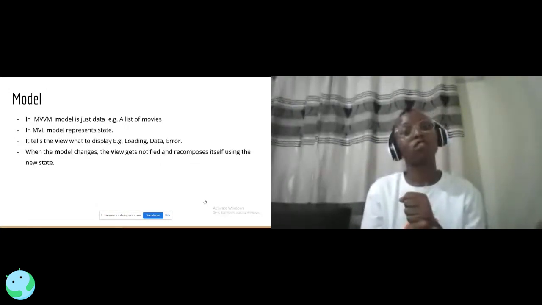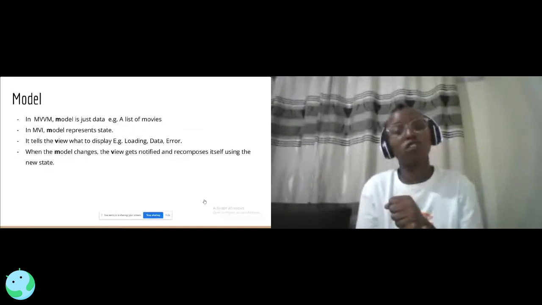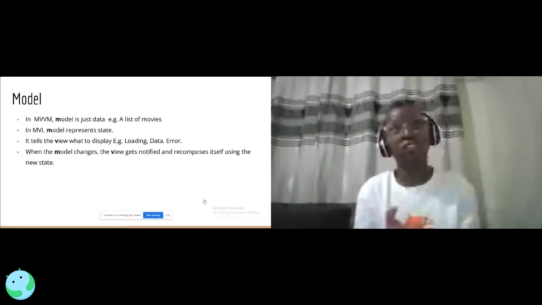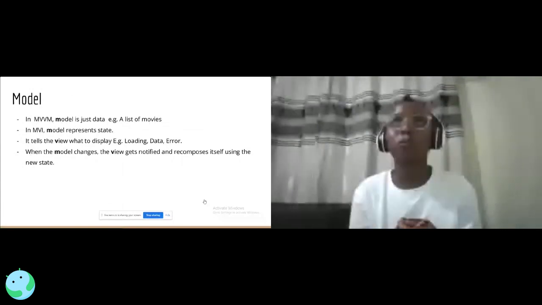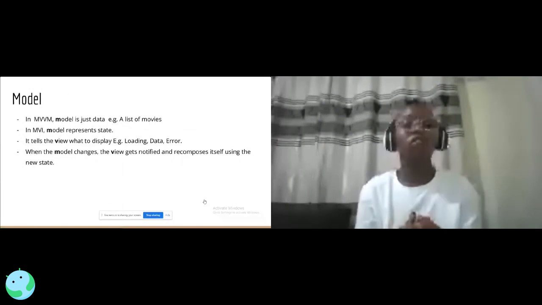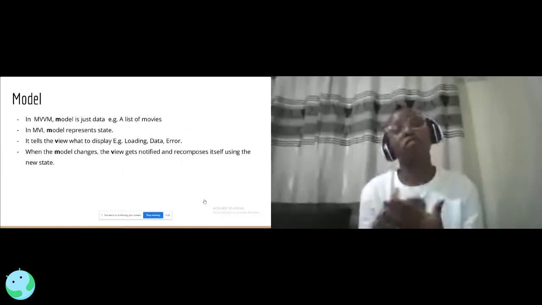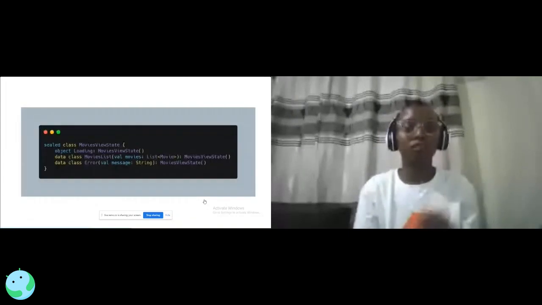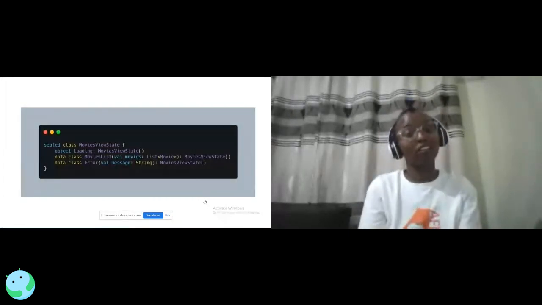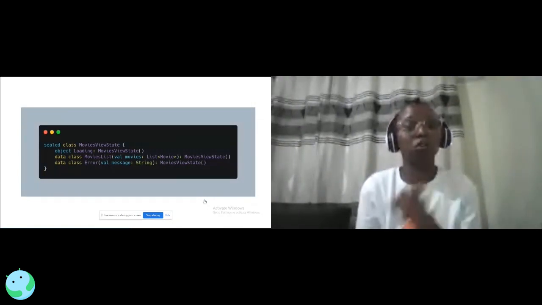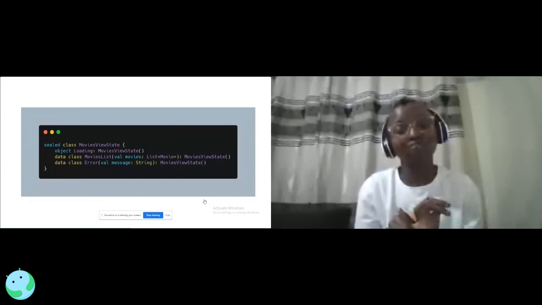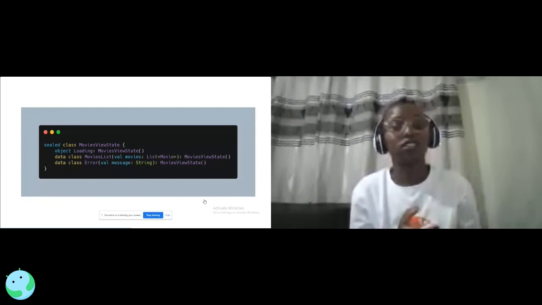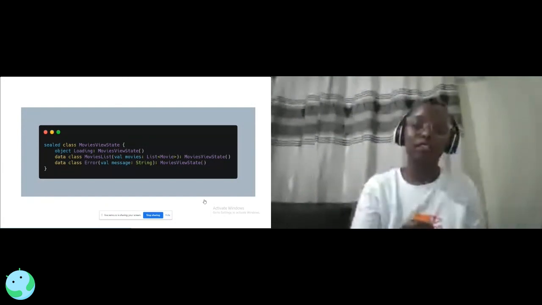And when the state changes from, let's say, loading to data, the view gets notified. Remember, we're using observable data types. It gets notified and recomposes itself. Whether you're using Jetpack Compose or the view system, the view will get updated based on the new state. You can use Kotlin sealed classes for this. So we have an object Loading. Then, because we're returning data when there's success, we can use a data class. And even for the error, we can use a data class.